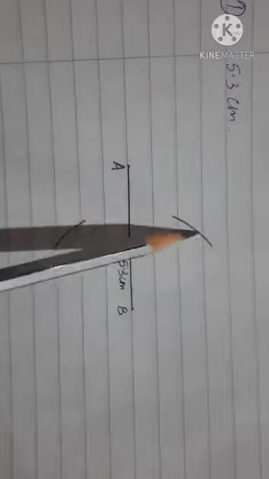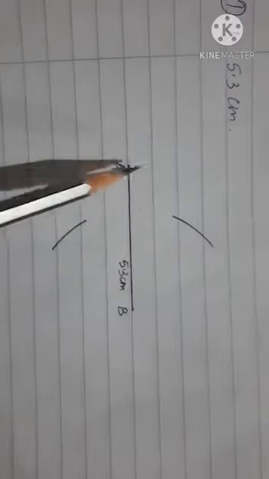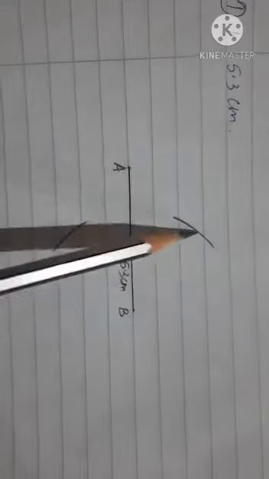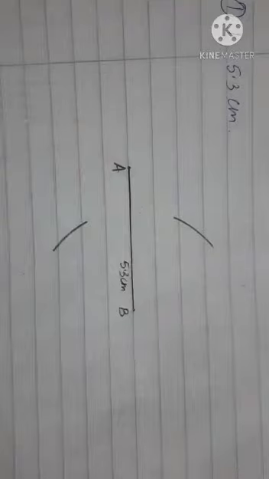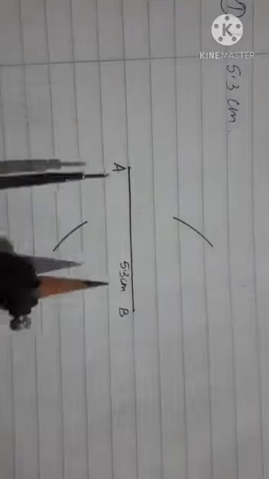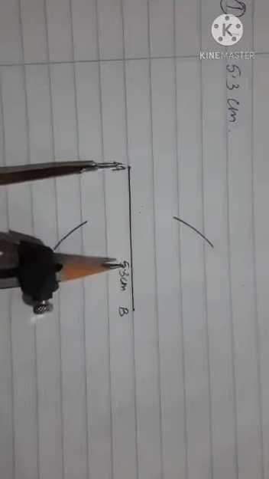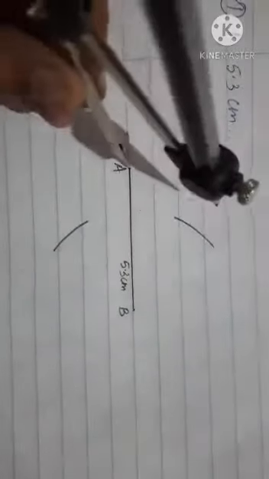Okay, I am drawing at a distance in such a way that when I draw from point A, I will be able to cut this arc. If I draw below or on top, I won't be able to cut the arc with the measurement I have taken. Okay, so now let's cut the arc. I have kept it at point A, cut the arc on top as well as bottom. I have cut the arc.